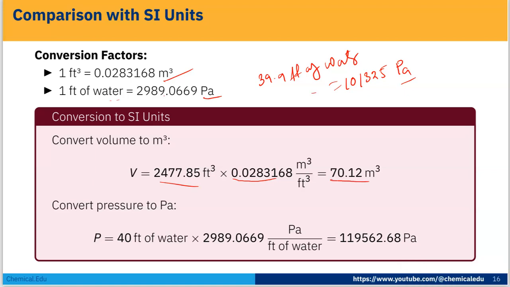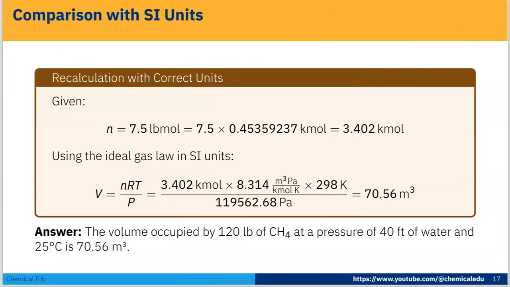And the pressure conversion, 40 feet of water. Here 2989.06 Pascal is equal to 1 feet of water, means 1 feet of water is nothing but 2989.0669 Pascal. I told you that this conversion you can take. So 1 feet of water will be 101325 divided by 33.9. So now the pressure will be 119562.68 Pascal. Now we know the volume, we know the pressure in Pascal. N is given, that is 3.402 kilomole.